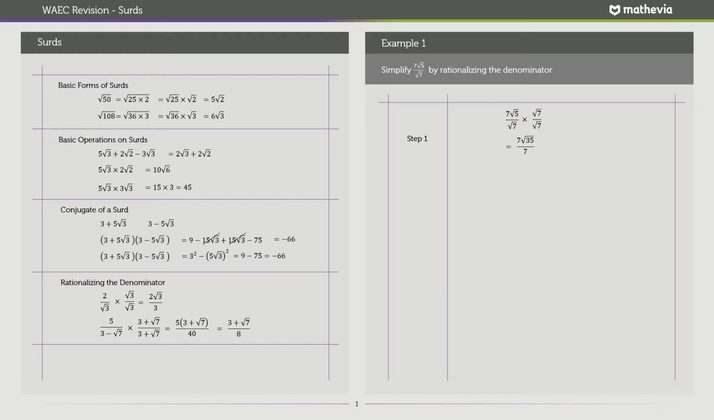The root 5 times the root 7 will give you root 35. And what you have is 7 root 35 over, and then the root 7 times 7 would give you 7. Okay, and then you can cancel out the 7's there, and what you have in the end, quite simply, very nicely, is root 35. Simple, straightforward. Let's do another example.